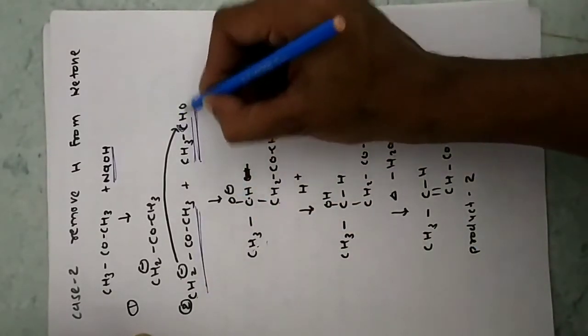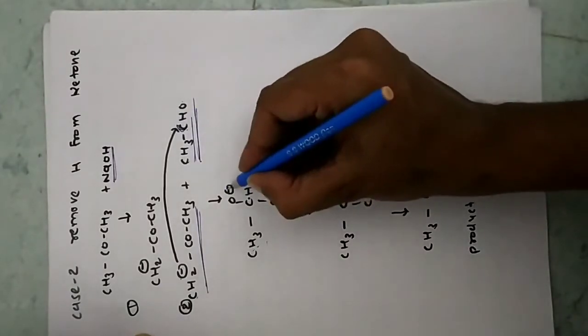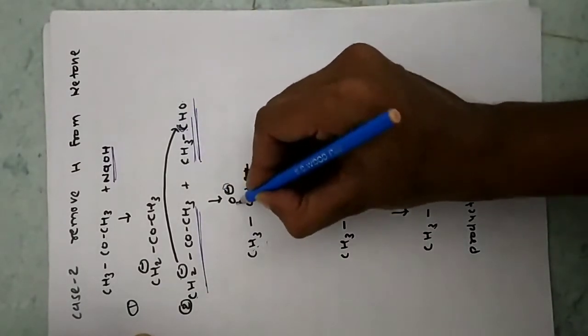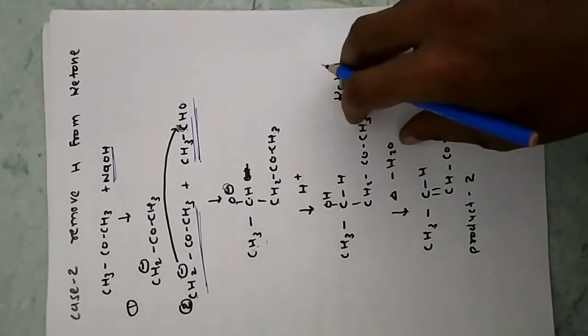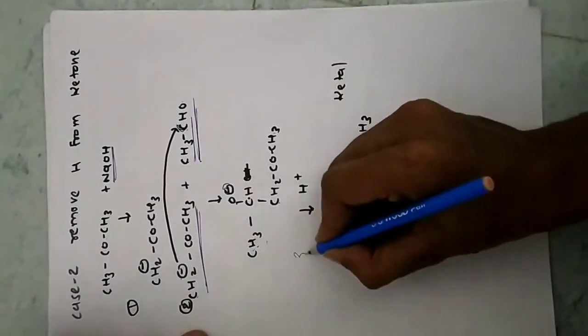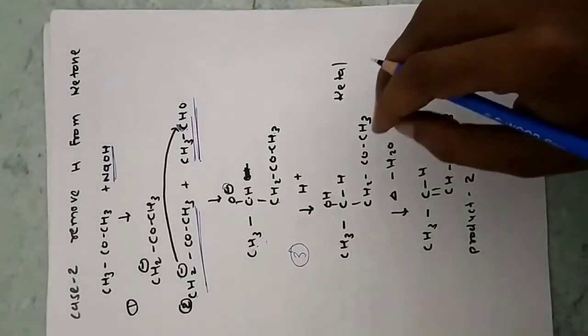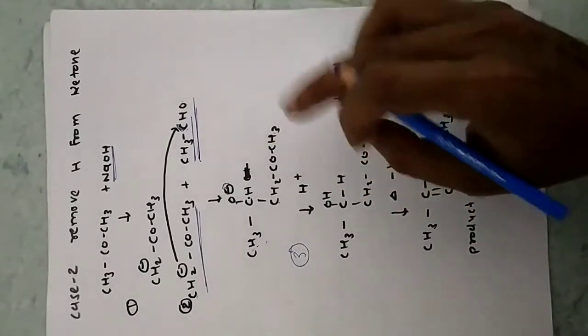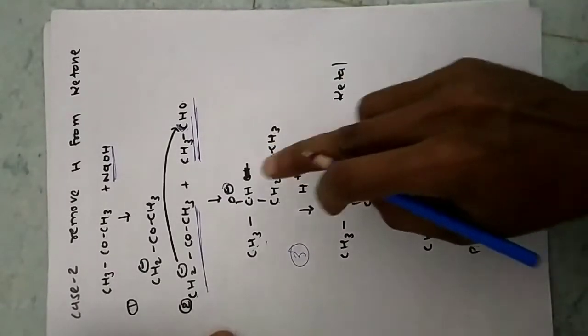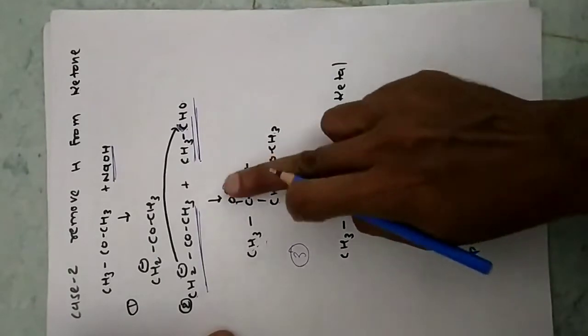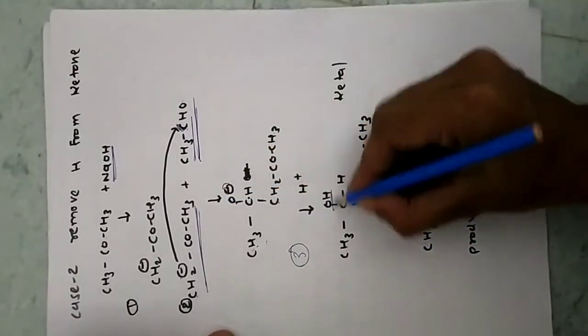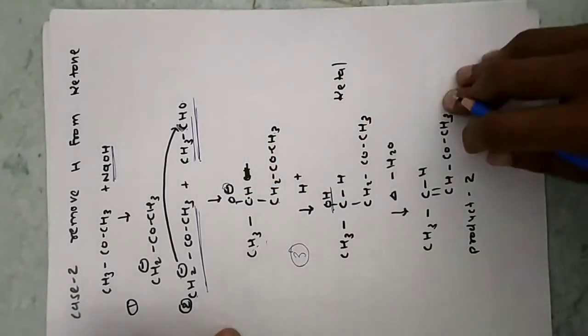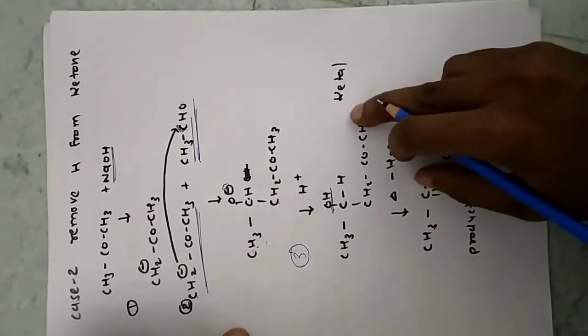Double bond between carbon and oxygen breaks here, making negative ion on oxygen. Okay. Now this one is our third step. In third step, what you have to do? Add H plus. So you can see H plus and O negative ion, they both will combine here, making OH here. Rest of it is same.